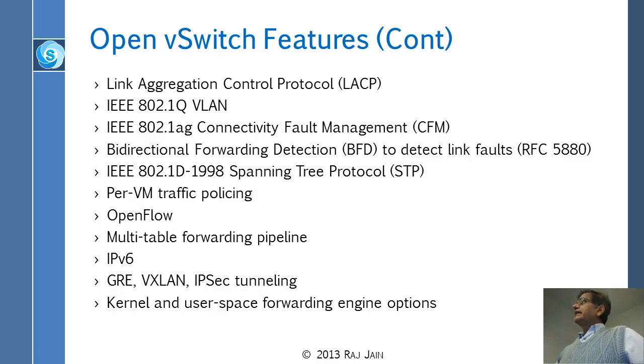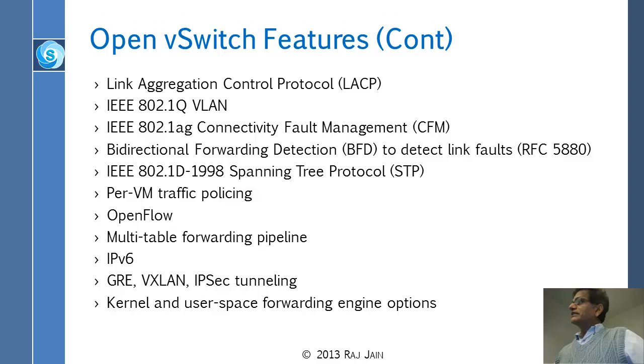It does link aggregation like a real switch. It does VLANs like a real switch. It does connectivity fault management. It does bidirectional forwarding detection to detect the link faults. So basically it checks if some link goes down. It does spanning tree protocol. It does policing. It does OpenFlow. It does multi-table forwarding pipeline, which is actually part of OpenFlow. We'll show you in a minute.